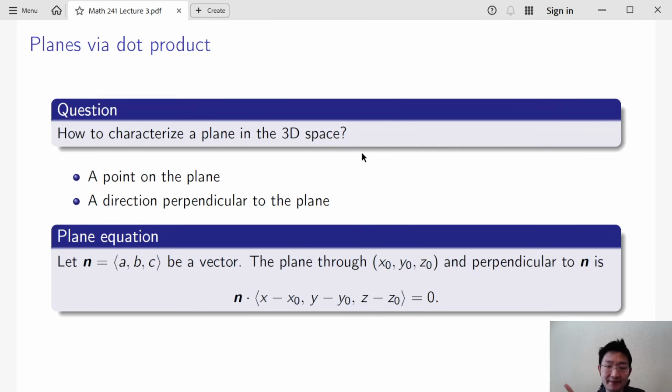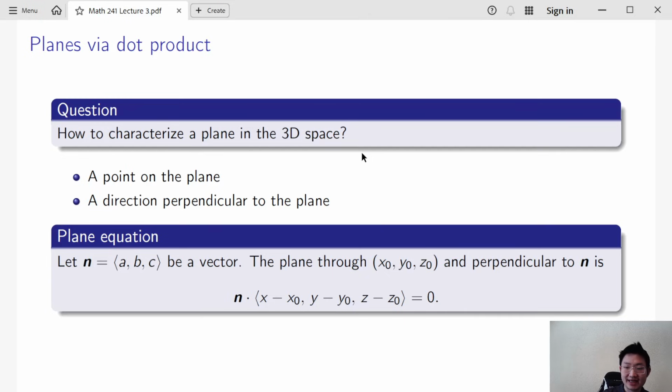So if we have this fixed vector and this fixed point, the plane through the fixed point and perpendicular to the fixed direction is characterized by the equation that the dot product between vector n and the difference vector is equal to 0.